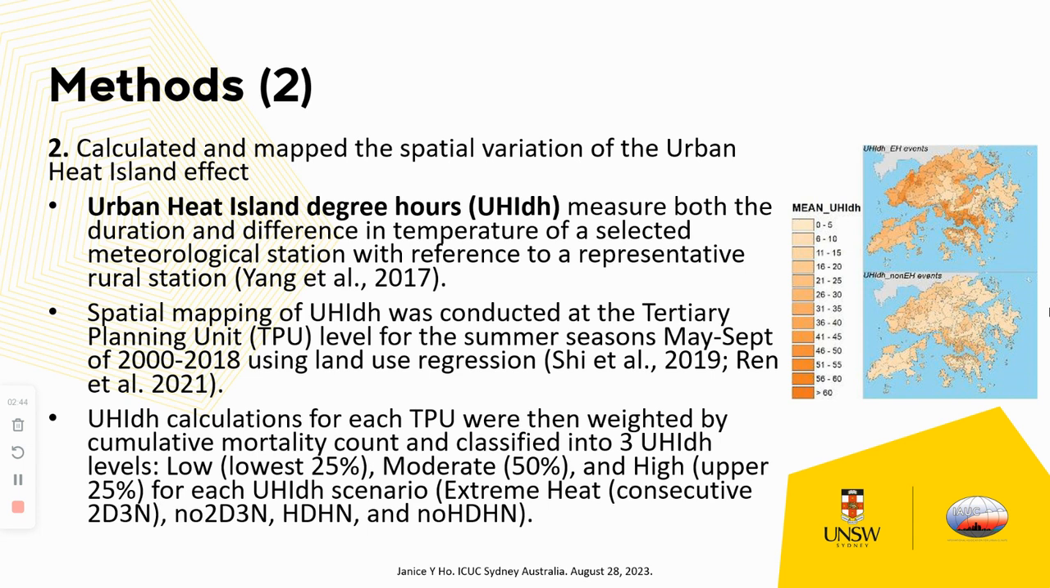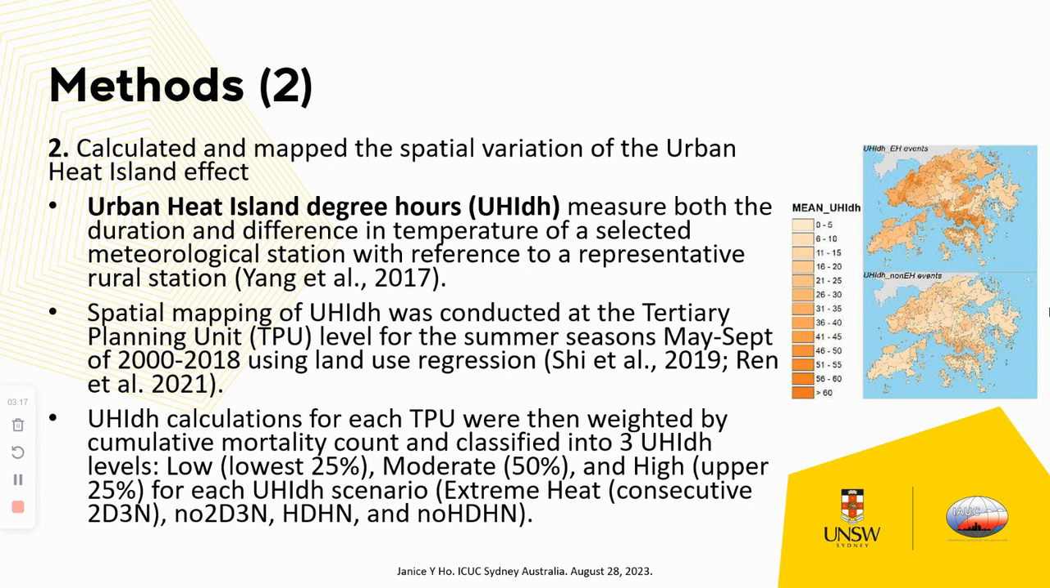Using those scenarios, we then further calculated and mapped the spatial variation. We used the measure of urban heat island degree hours. This measures both the duration of the difference and also the difference in temperature of a selected meteorological station compared with a rural station. A spatial mapping was conducted at the Tertiary Planning Unit in Hong Kong, which is one of the small geographical units by the government planning department. We did this spatial mapping using a land use regression.